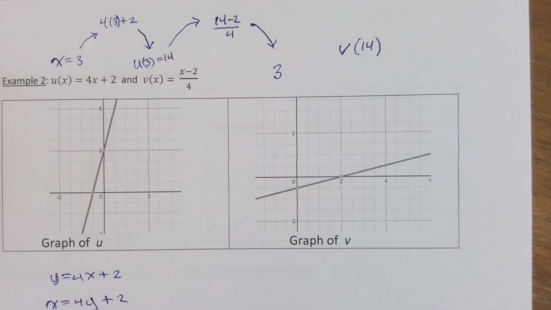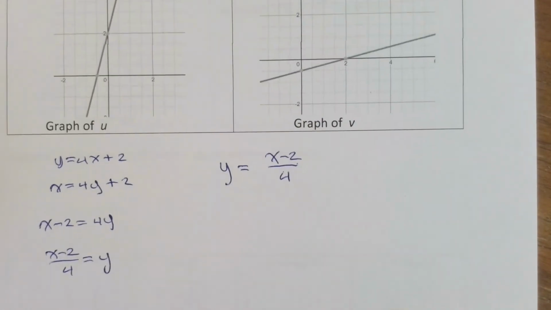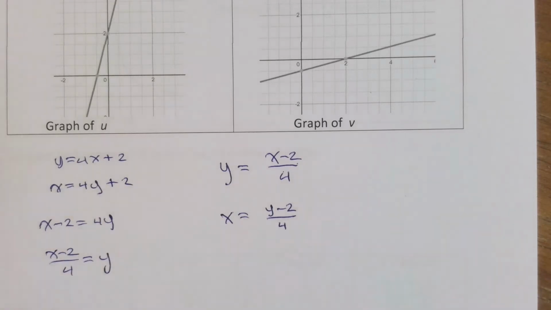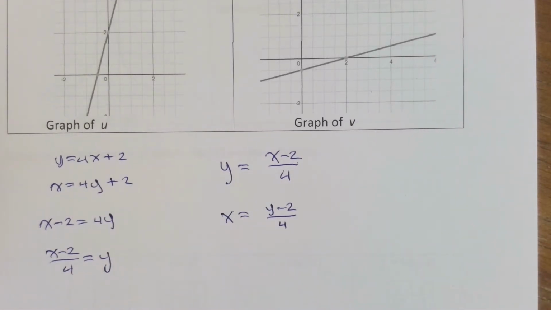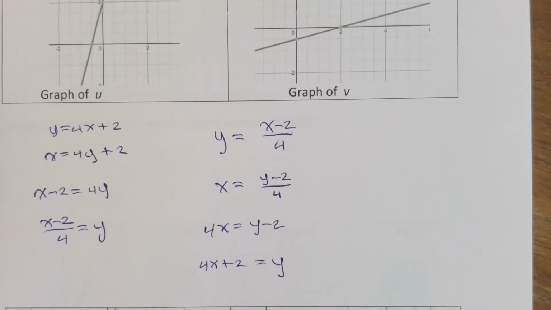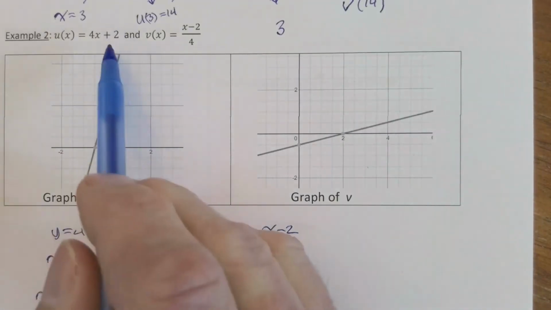And it works backwards. So if we start out with v, and we trade places with x and y, so that looks like this, and then solve for y, well, you'd multiply both sides by 4. You get 4x equals y minus 2. And you would add 2 to both sides. And you get 4x plus 2 equals y, which is exactly the expression used for the function u. Okay?